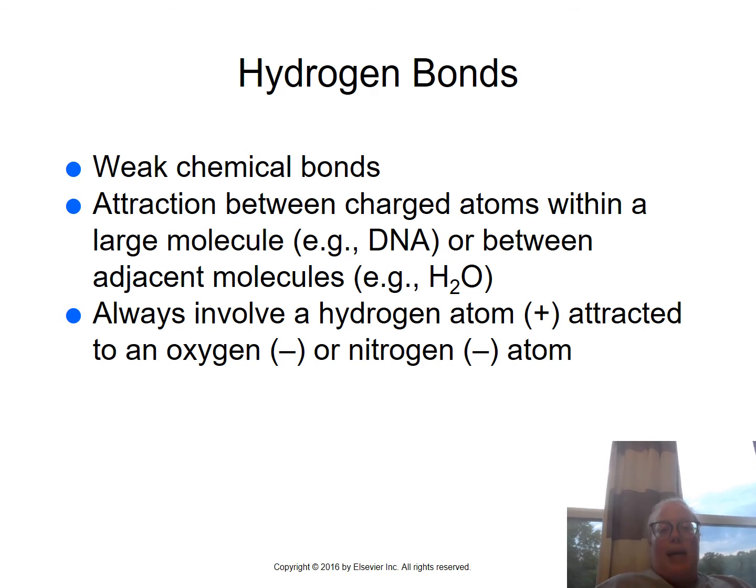So, hydrogen bonds. These are very weak chemical bonds. Hydrogen bonds have only about 5% of the strength of covalent bonds. However, when many hydrogen bonds are formed between two molecules, the resulting union can be strong enough to be considered stable.